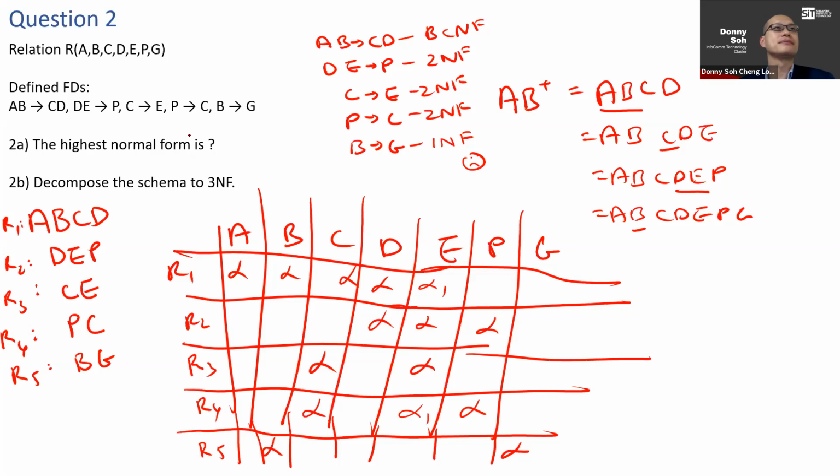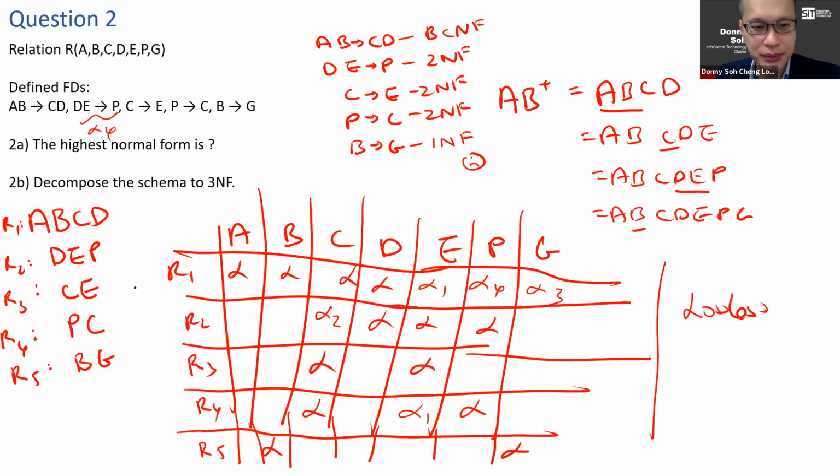So C implies E, alpha 1. P implies C, alpha 2. B implies G, alpha 3. D, E implies P. So yes, we proved that this is a lossless decomposition and functional dependency preserving. Okay, so this is how we solve a question like that.